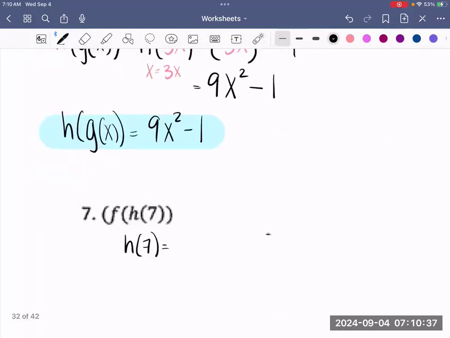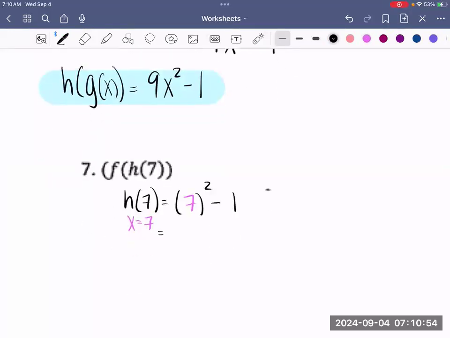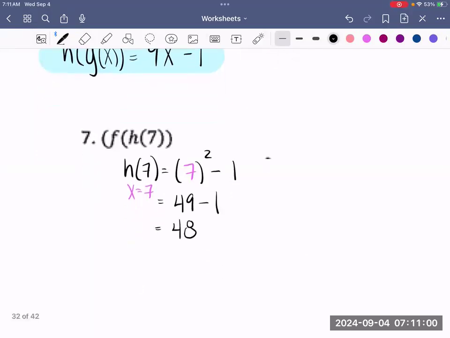So h being x squared minus 1, right? That used to be your h. And as we do with evaluating, we're just evaluating your x when it's 7. So we can insert that in. So we have 49 minus 1, which is 48. So that is h of 7.